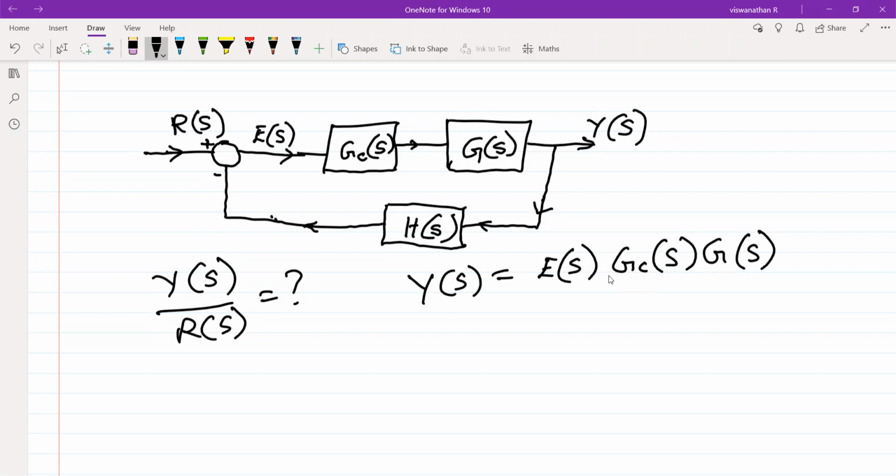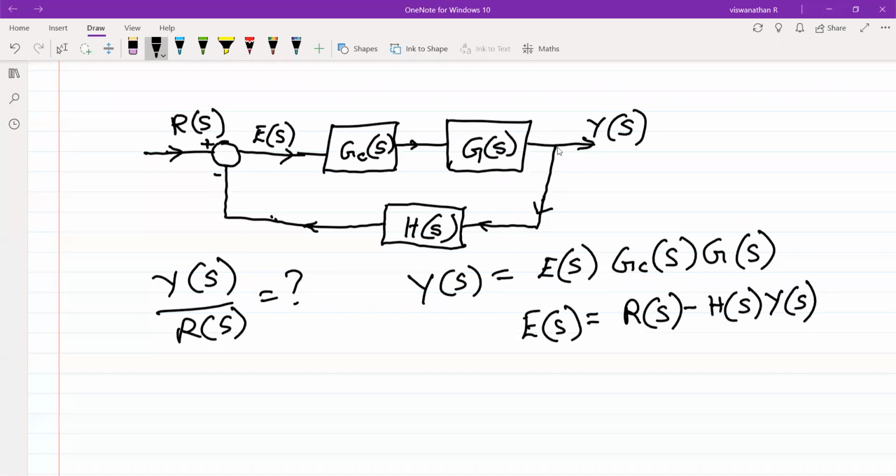Now, what is E of S equal to? E of S is nothing but R of S, that is the input here, minus H of S multiplied by Y of S. This is the output, which gets multiplied here by H of S. So H of S into Y of S. So it is R of S minus H of S into Y of S. This is E of S. Now I'll replace this term.